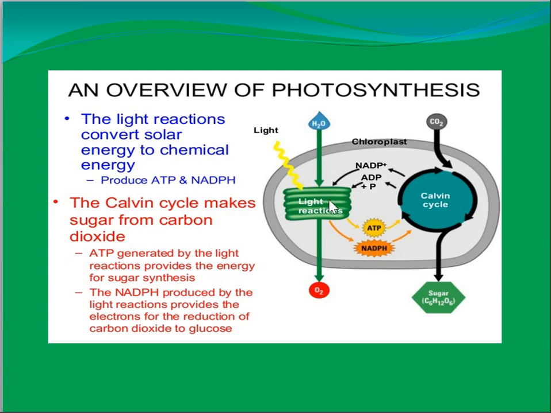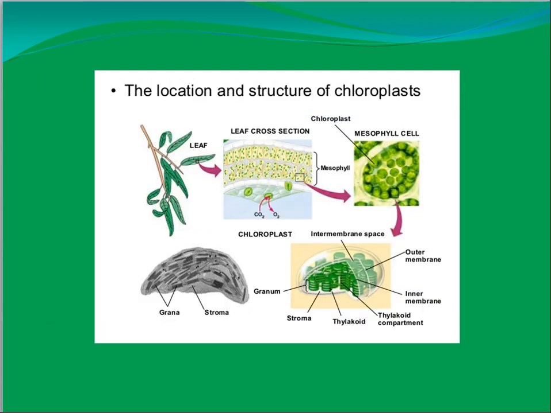This is a scheme of the photosynthesis, beginning from chloroplast. Firstly is the light reaction. When we get ATP and NADPH, then they turn in the Calvin cycle. We use sugar and carbon dioxide. This picture is the location and structure of chloroplast. Chloroplast consists of the mesophyll cells and leaf cross-section.